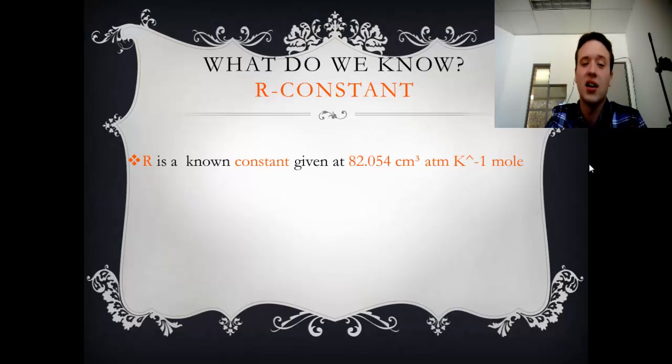What else do we know? R constant. R is a known constant given to us at 82.054 centimeters cubed, Kelvin to the negative first power, moles to the negative first power. That number is a known experimentally tested value that will be given to you by a textbook, a professor, a TA. You're not going to know it off the top of your head, but it's going to be given to you. You're just going to have to remember to work with it.